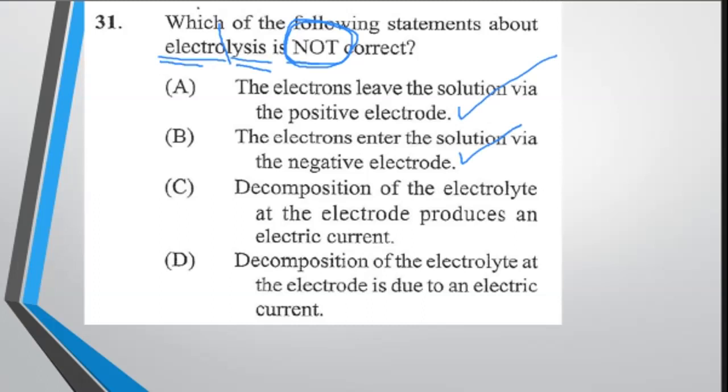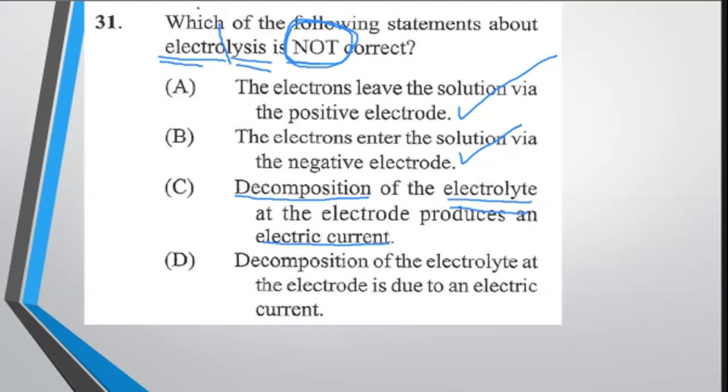Part C, decomposition of the electrolyte produces an electric current. This is not correct. The decomposition or the breakdown of the electrolyte does not produce an electric current. It's the presence of mobile ions, which are free to move around, that allows the electrolyte to conduct an electric current.